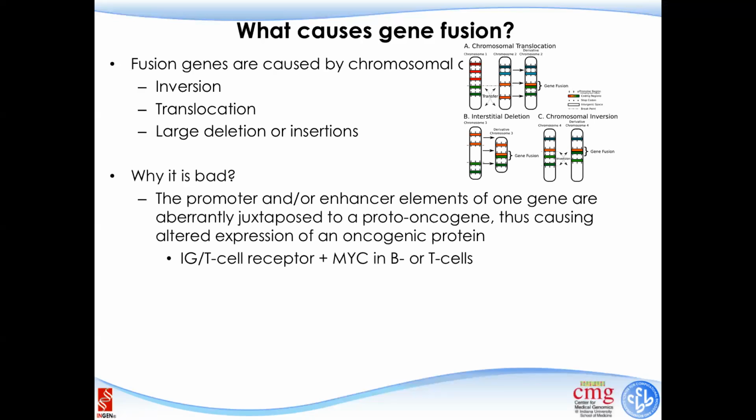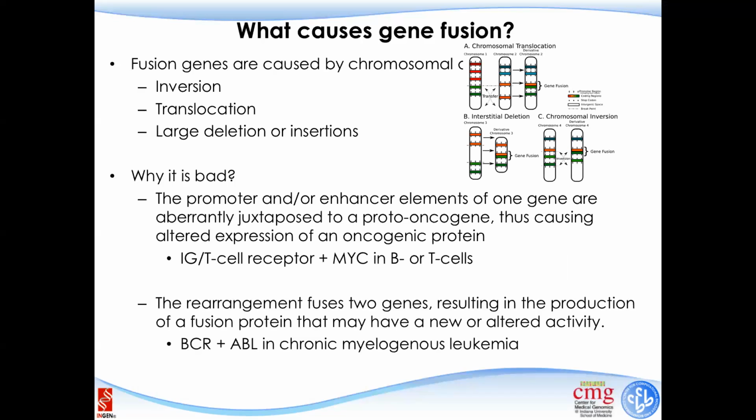First, the promoter and the enhancer elements of one gene are aberrantly juxtaposed to a proto-oncogene. This is just a definition, turning a proto-oncogene into an oncogene. If something happens in the promoter region, the oncogenes, for example MYC, will have altered expression, a large overexpression boost, and trigger the downstream cell cycle and cell proliferation signals. Also, the two fused genes may gain a new function, for example, certain activation of a tyrosine kinase or certain other things.